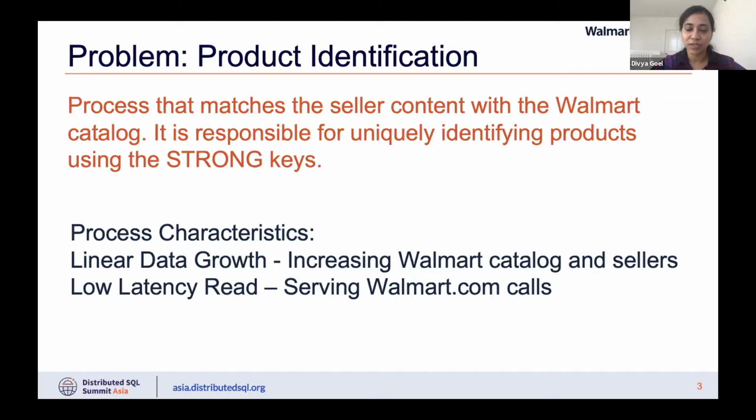Apart from being a consistent DB, the important characteristic that we are looking for is linear or exponential data growth. As the Walmart catalog size increases, we are onboarding more sellers. We want to be scaled for that growth. Low latency reads. We will have various consumers, various reactive API consumers, and the Walmart.com site. So for the Walmart.com site, we want to be able to serve with low latency.